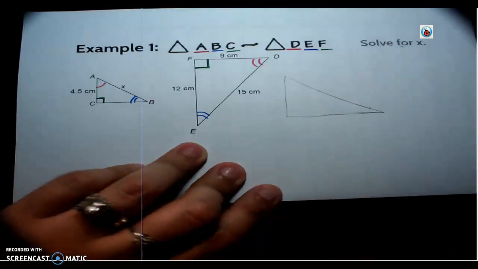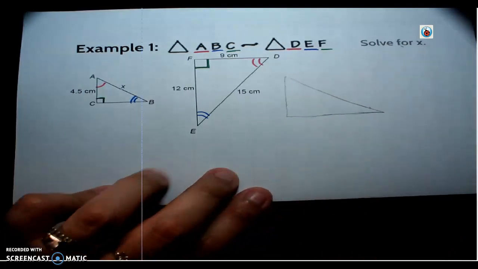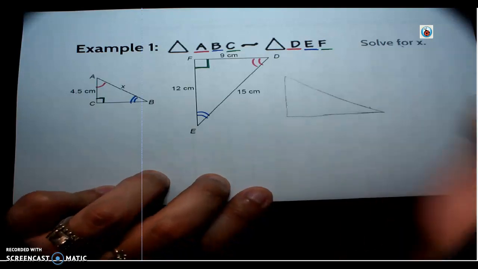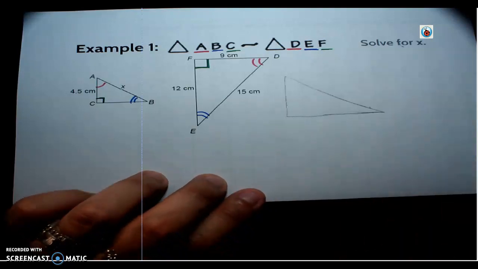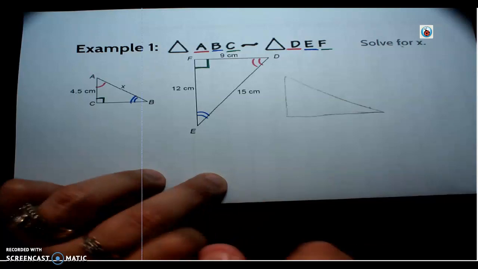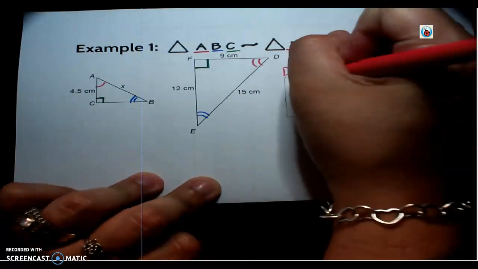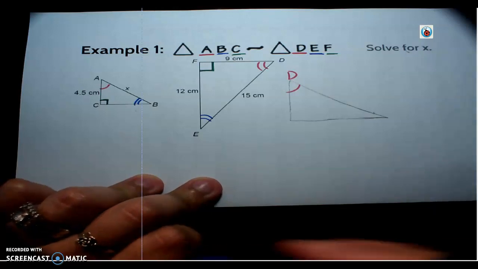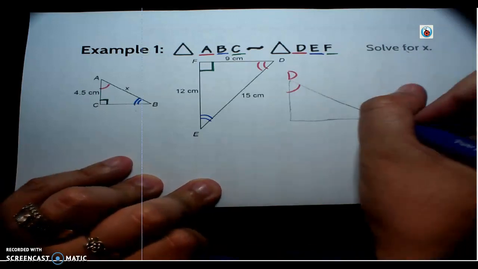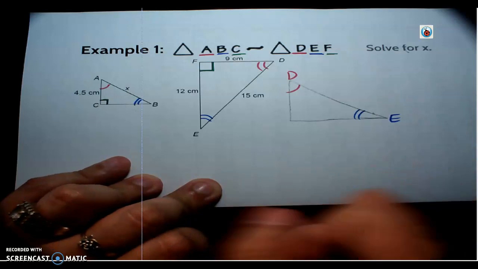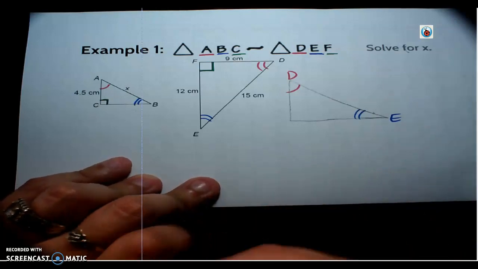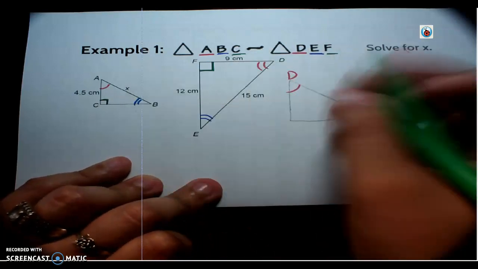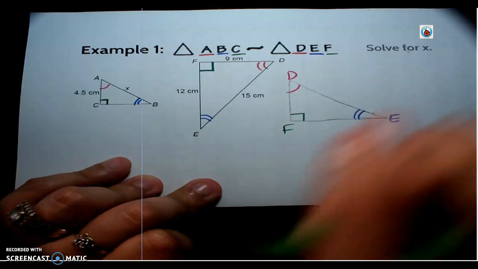And then when I redraw my shape, I'm going to go ahead and put in my angles so that I know that they are in the right place. So I know that A corresponds with D. So D has to be up here. I know that B corresponds with E. So E would have to be down here. And then lastly, I know that C, my right angle, corresponds with F. So my right angle would be here.